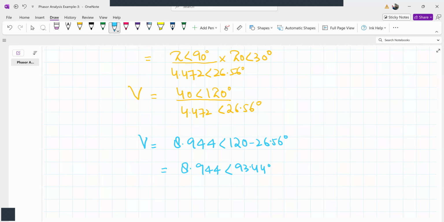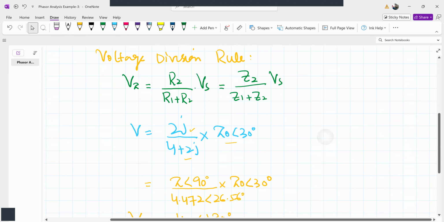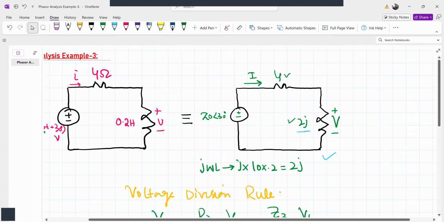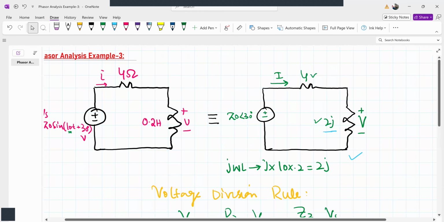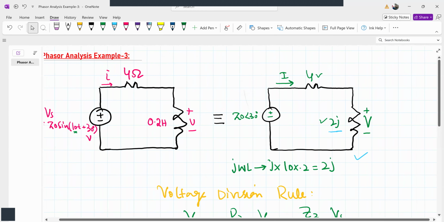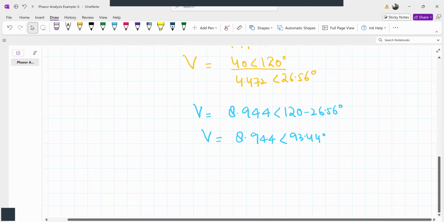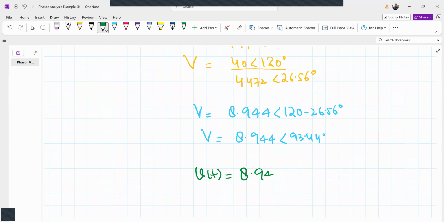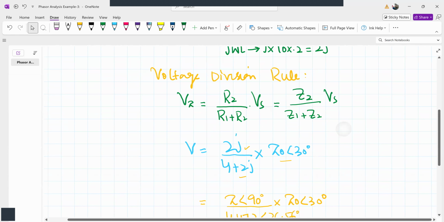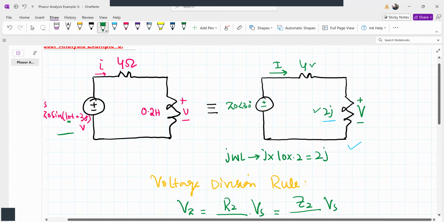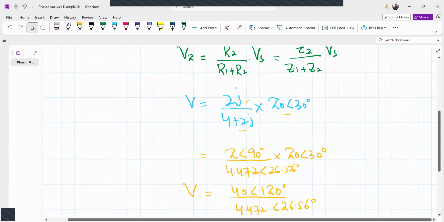Okay, so this is the phasor voltage across this impedance. Now our goal is to find small v, that is v of t. Small v means here we have to find voltage with respect to time. So how do we convert a phasor voltage into time domain form? We write the amplitude. Amplitude here is 8.944. Then since we started with sine, this is very important.